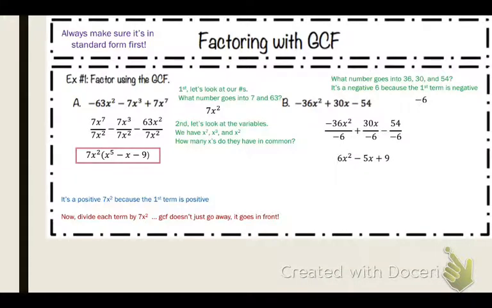So negative 36x squared divided by negative 6 is 6x squared. 30x divided by negative 6 is negative 5x. And then negative 54 divided by negative 6 is 9. Remember, the GCF doesn't just go away, it goes in front. Okay? And then that's our final answer.